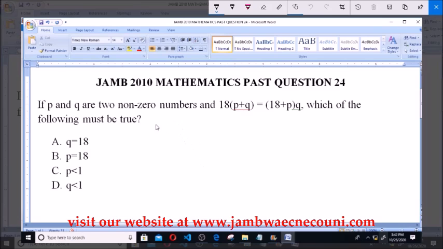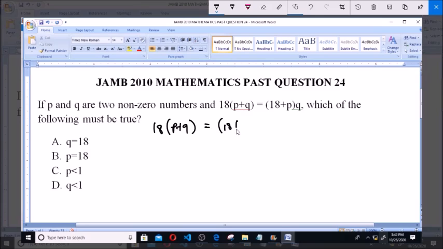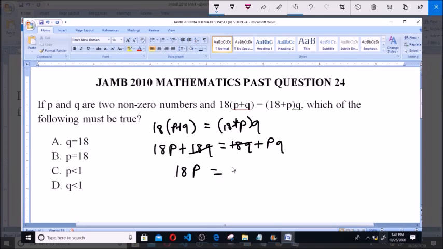Now we're given that 18 into P plus Q is equal to 18 plus P in brackets, then Q outside the bracket. Now opening this, we'll have 18P plus 18Q is equal to 18Q plus PQ. Now looking at this, we can simply cancel this 18Q here. So we have 18P is equal to PQ.